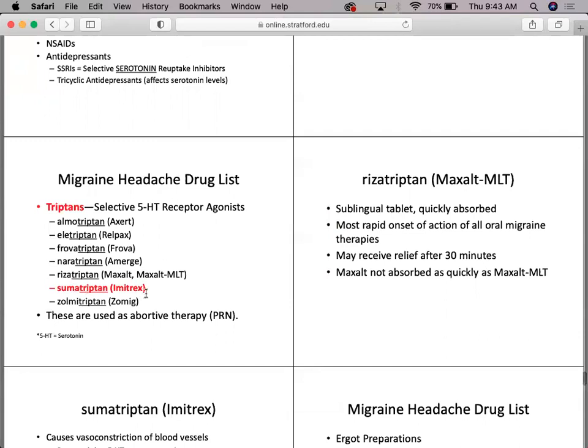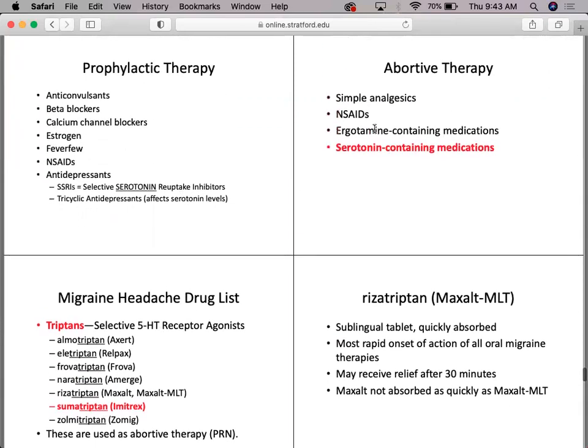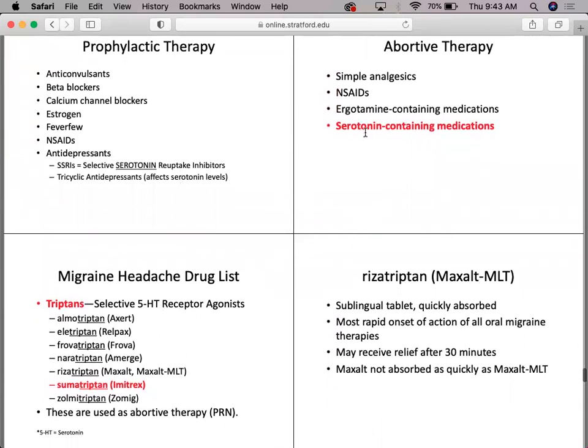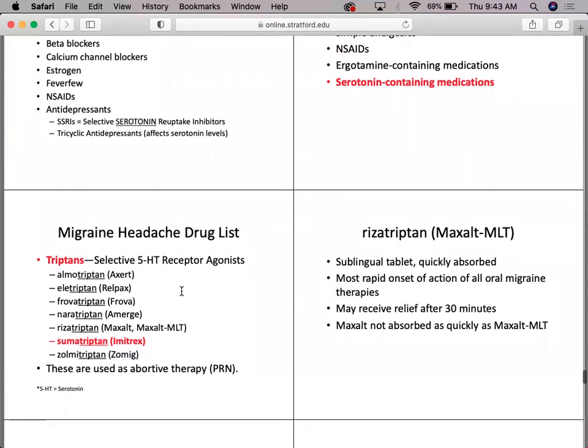Cisco put it in red because there's commercials for Imitrex all over the place, and that's triptans. So do you have to memorize all these specific drugs? No. You have to know that the mechanism of action of an abortive therapy, big time, is what? Serotonin. Serotonin receptor agonist. And remember what we talked about before?